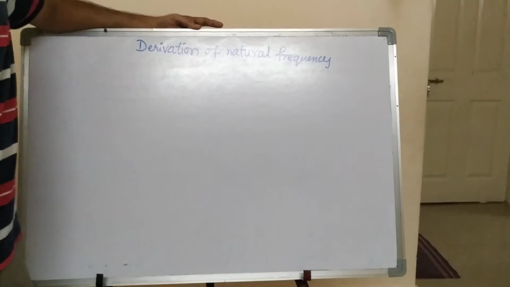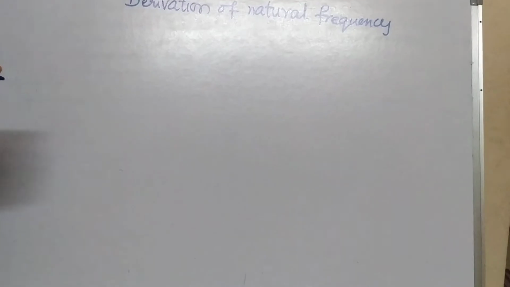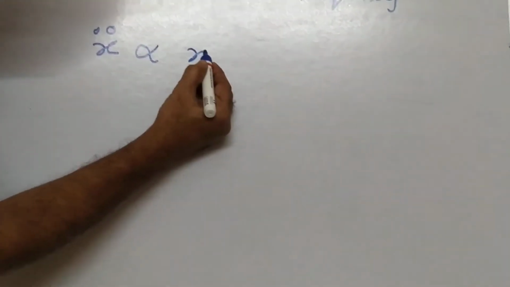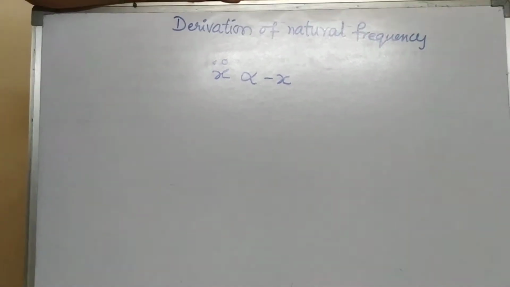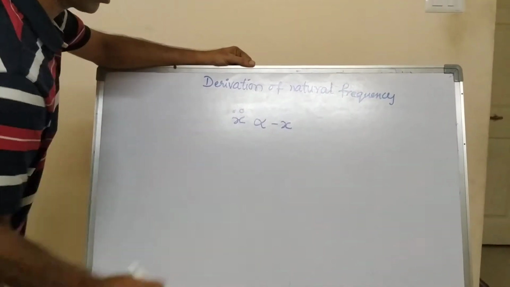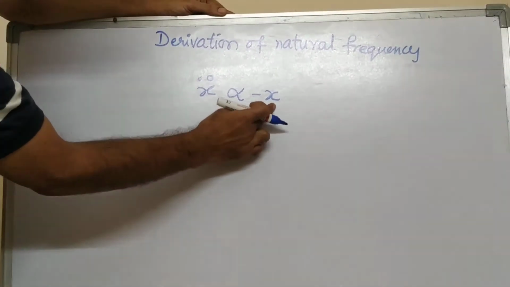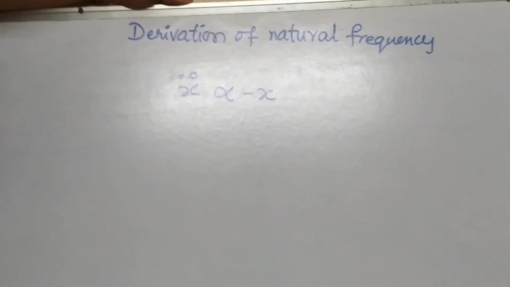This is the derivation of natural frequency using Newton's second law. As we know, Newton's second law says the acceleration of a particle is proportional to the displacement, but the particle is having an opposite direction. That means the minus. So acceleration is proportional to the displacement, but the displacement is in the reverse direction. We have to give a minus sign.